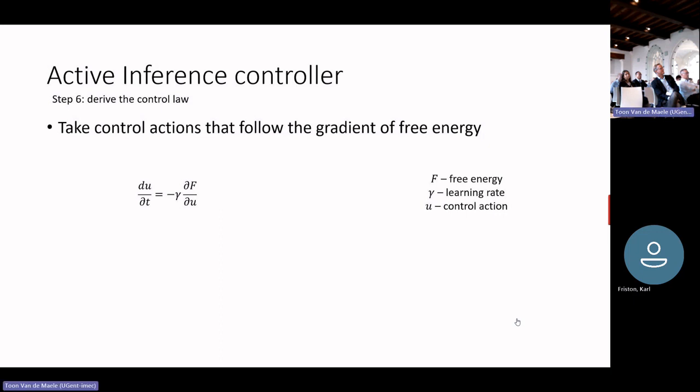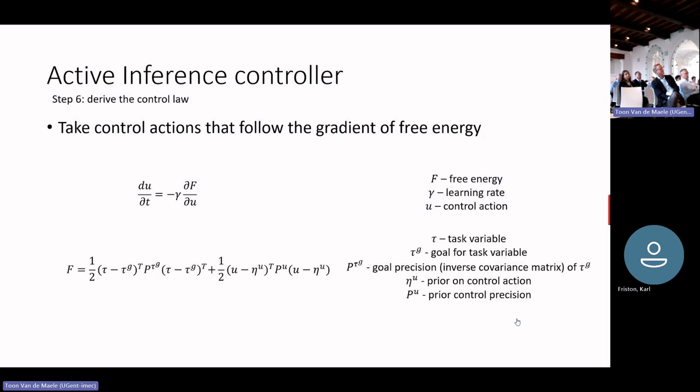So it basically looks like this, where the derivative of the input with respect to time is basically a learning rate multiplied by the gradient of the free energy with respect to u. F is the free energy here, and u is the control action. Now, the obvious question is, what is this free energy for robotic systems?